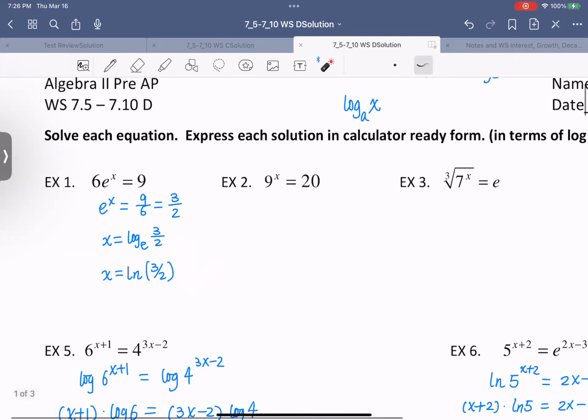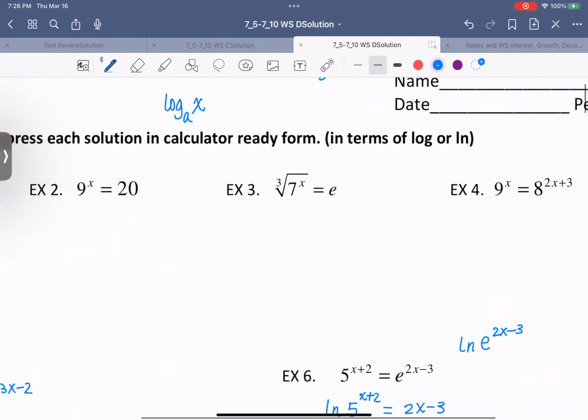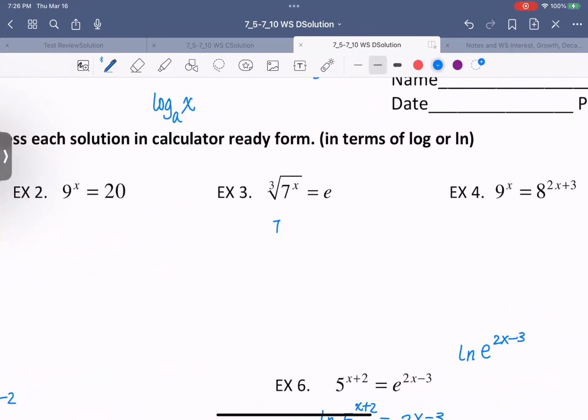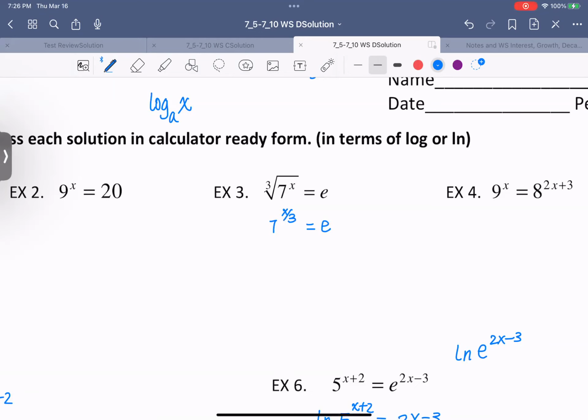Simple. If you do example 3, this is 7 to the power of x over 3, which is e. You want to solve for x. So if you use base 7, you put e here. This exponent equals log base 7 of e, which is over here. So x is 3 times this.